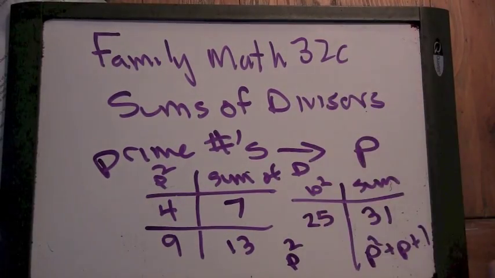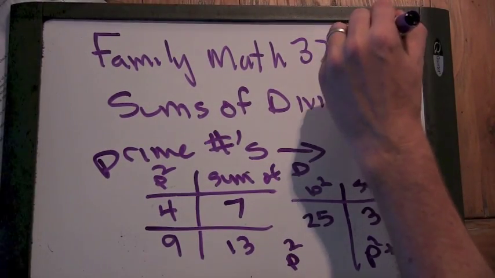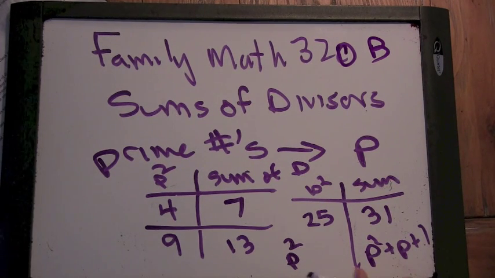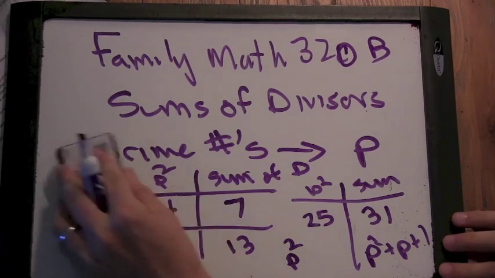Okay, so we have a formula for the prime squared. Here's b. So the sum for a prime squared is really simple, p squared plus p plus 1. Okay. What do you think the next simplest case is? Maybe a prime cubed. Alright, what's the sum for a prime cube going to be?